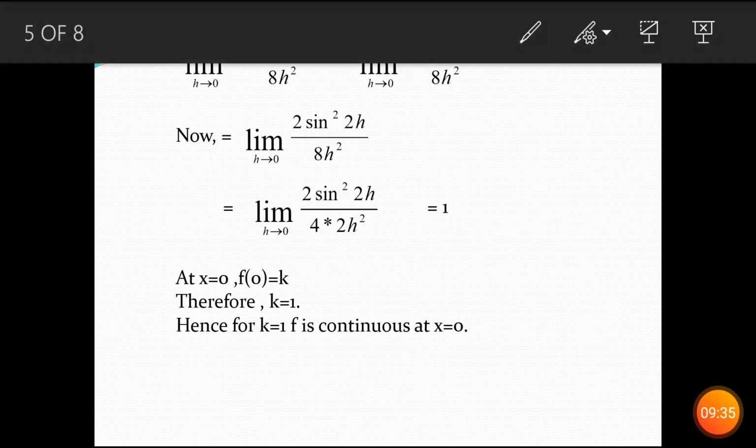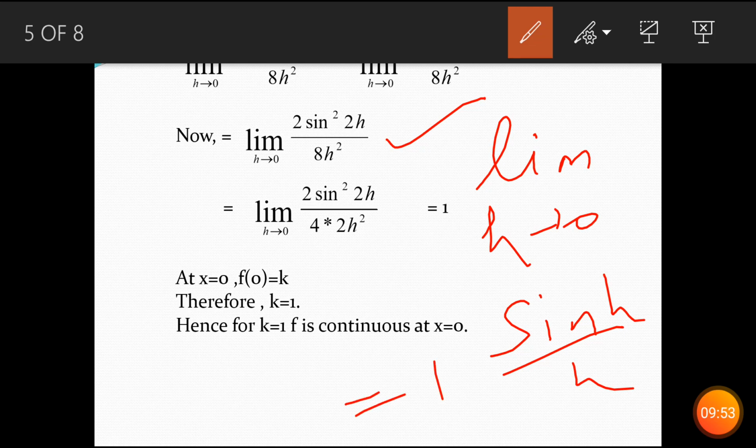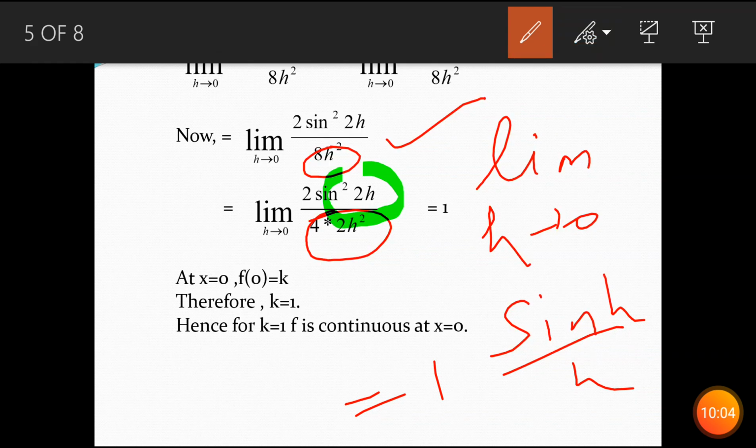So we have used this one, and after that 1 and 1 will be cancelled and you will get this result. Now in the last video only I told you that you have studied in 11th standard, that limit h tends to 0, sin h upon h is what? 1. Okay. So here sin square 2h and here 8h square. So we can break it in this way. So now sin square 2h upon 4h square. So this will become 1. Now what is left? 2 upon 2, that is nothing but 1.